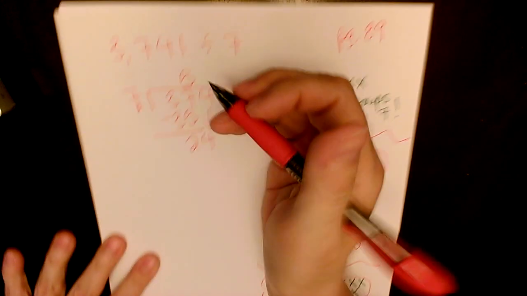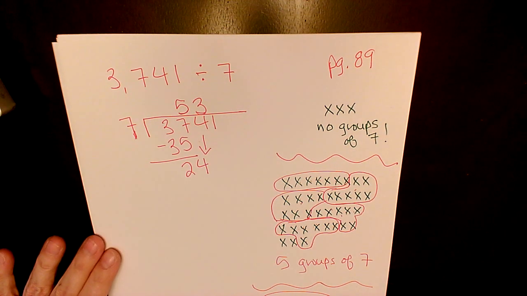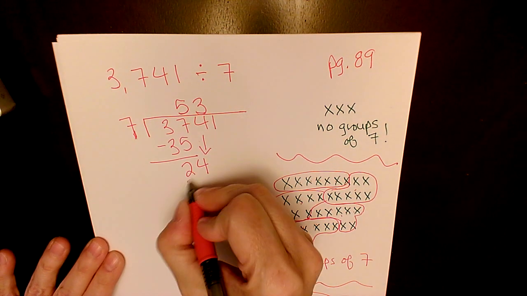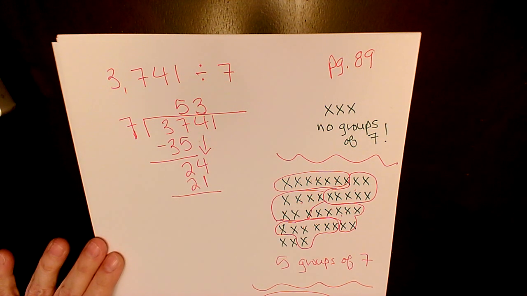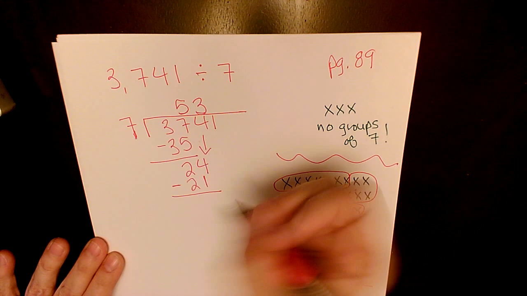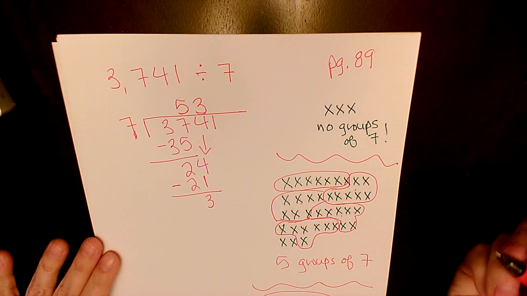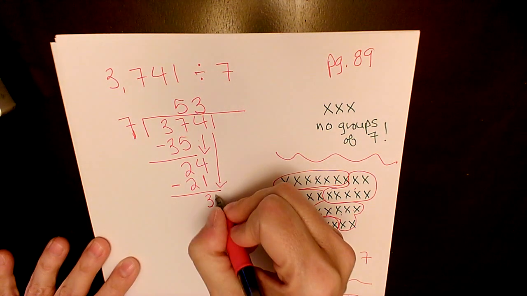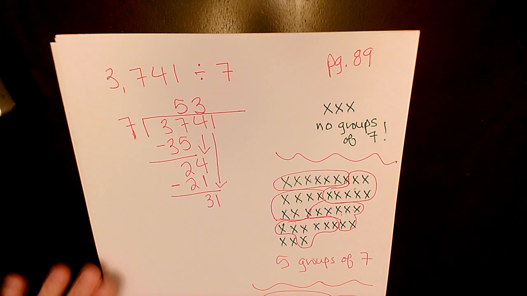So you know what's going to go up here, right? A 3. And if I added all these up in the 3 groups, 7 plus 7 plus 7, I would get 21. So 7 times 3 is 21. So I subtract down, and 4 minus 1 is 3. And I'm left with 31. So let's see. Okay, I think this one's going to have a remainder.